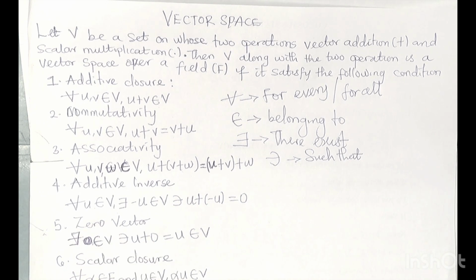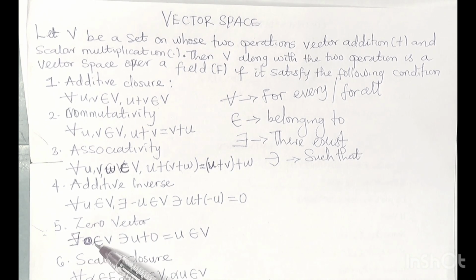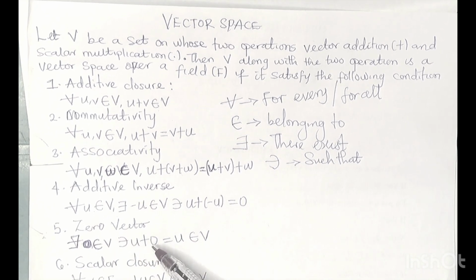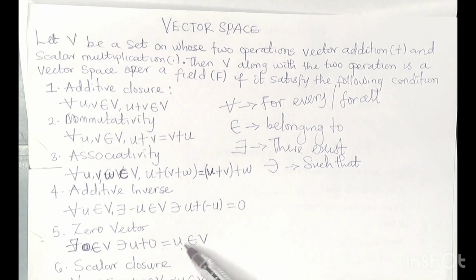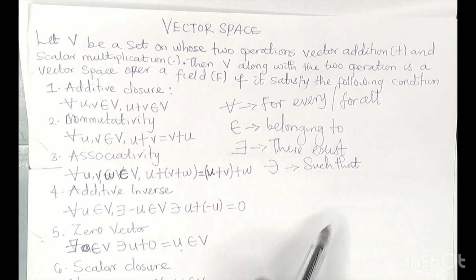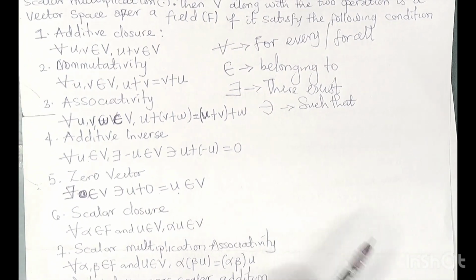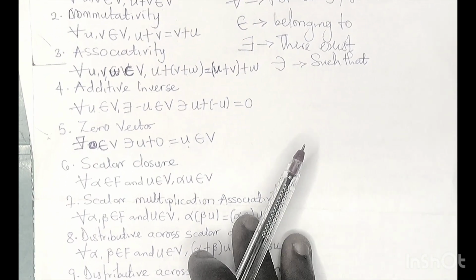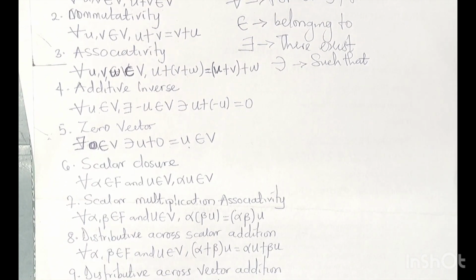Then the fifth one is called zero vector. This one says there exists 0 in V, such that u plus 0 should give me u, which should also be in my what? In my V. Normally, we all know that if you add 0 to anything, it should give you that same thing back. True or false? True. Then the number 6 is called the scalar closure.